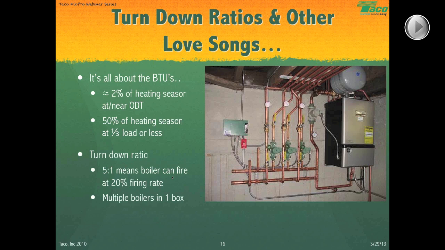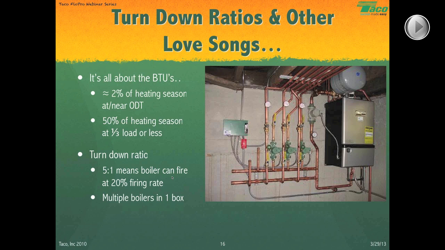A turn-down ratio is simply, here's the highest burning capacity, BTU capacity of the boiler. It'll modulate down to this is the lowest it'll do. What's the ratio between the highest and the lowest? Okay? A 5-to-1 turn-down ratio means the minimum firing rate that a boiler can have is 20% of its maximum firing rate. If it's a 10-to-1 turn-down ratio, the minimum firing rate is 10% of its maximum firing rate.